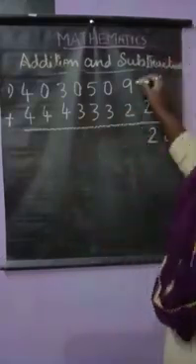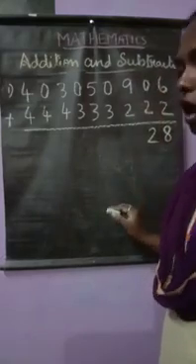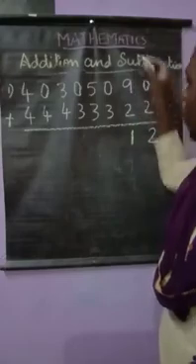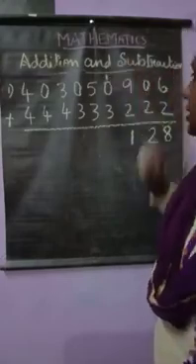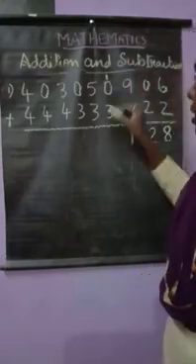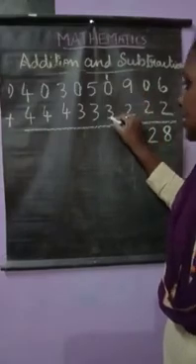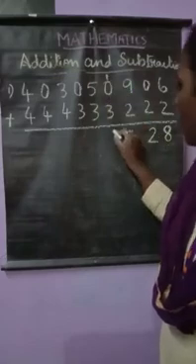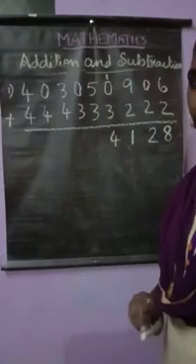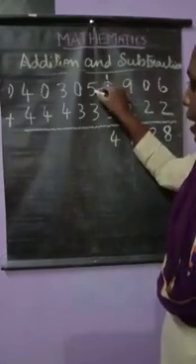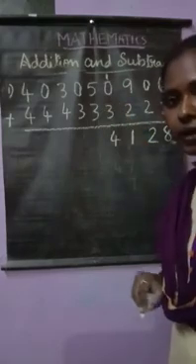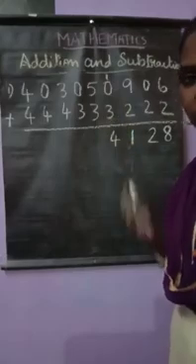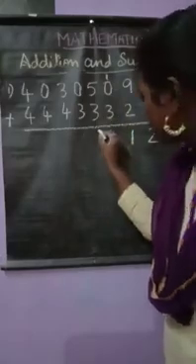Again 9 plus 2 is how much? 11. So write 1 here, and 1 is carried to the next number. Here we have again 0 plus 3 is 3, and 1 more, 4. Again here 5 plus 8. How much? 5 plus 3 is how much? Yes, it is 8.